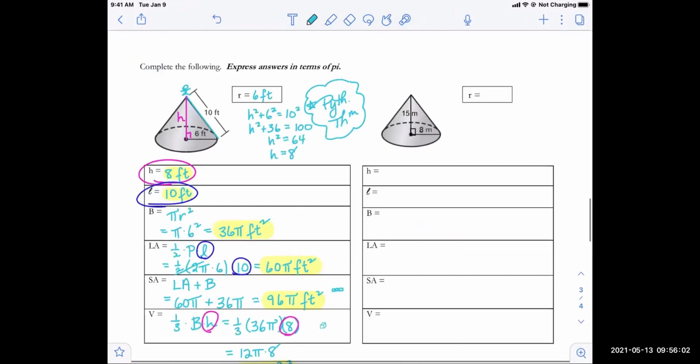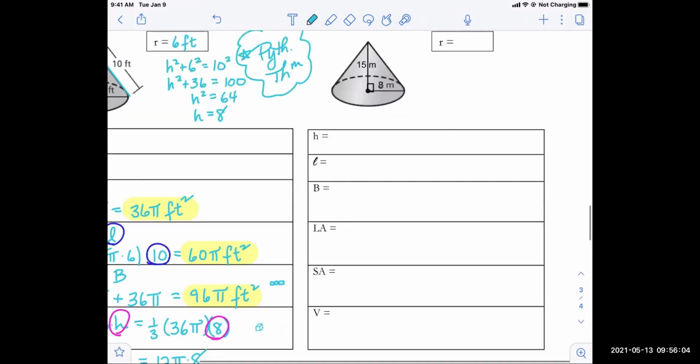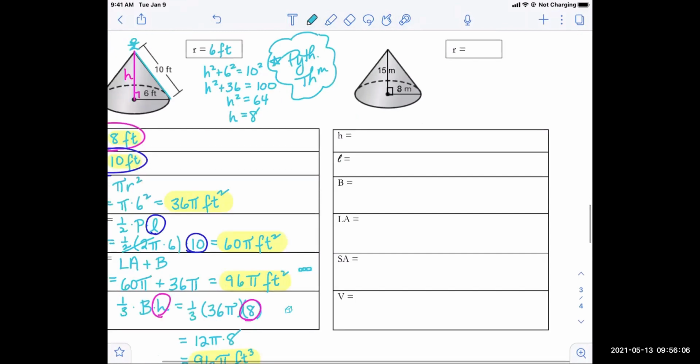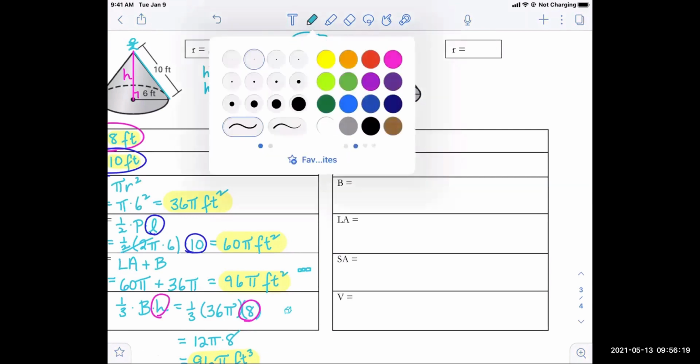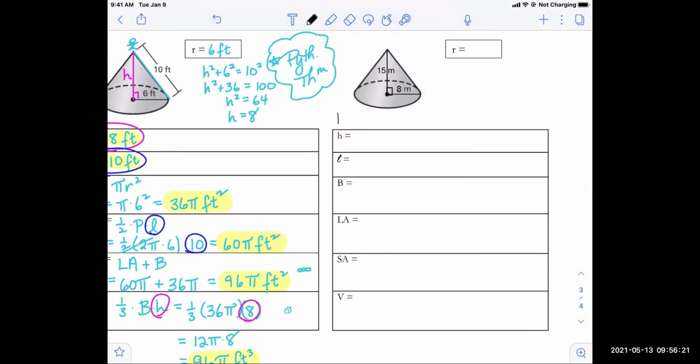Okay, why don't you try this one? We'll see how it goes. If you want to do your perimeter separately, like Diamond asked, why didn't I have a perimeter slot? If you want to do your perimeter separately, that's fine.